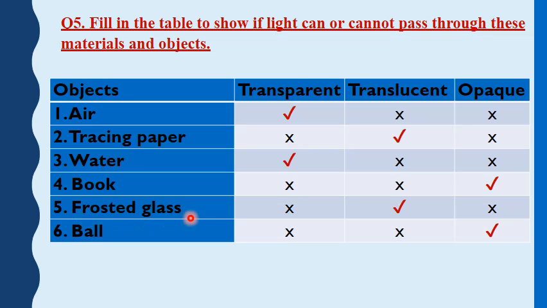Frosted glass, okay, so frosted glass allows some light to pass through, it is a translucent object. Then last we have ball, so ball is an opaque object because it does not allow any light to pass through it.